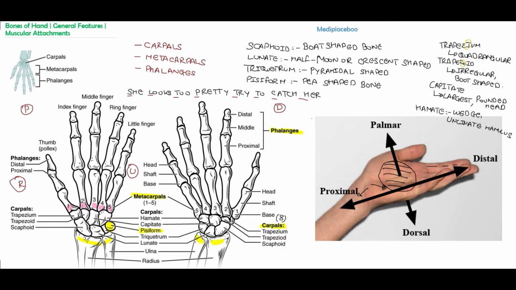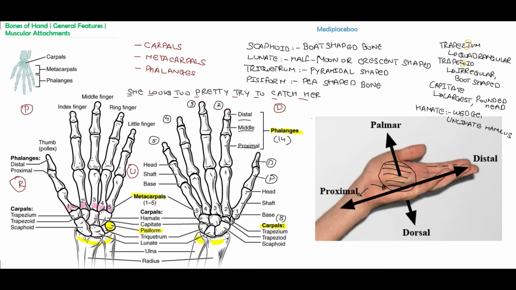Next we have the phalanges. The phalanges in total are 14 in number, that is we have 3 on each digit, whereas in case of the thumb we only have 2 phalanges, that is the proximal phalange and the distal phalange. But in case of the second to the 5th digit we have 3 phalanges: the distal, the middle and the proximal phalange.